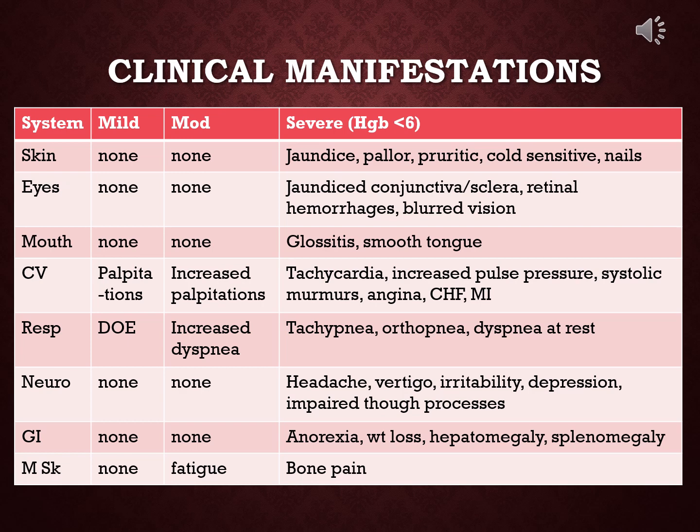Until you get severe anemia, you don't see the pallor, the tongue symptoms, the tachypnea, orthopnea, dyspnea at rest. You don't get the headaches, the impaired thought processes, confusion that you see in older adults. You just don't see those until the anemia is pretty bad. So it can sneak up on you.